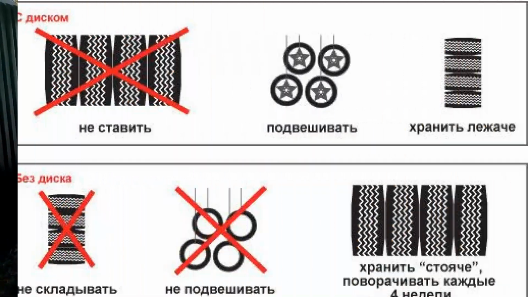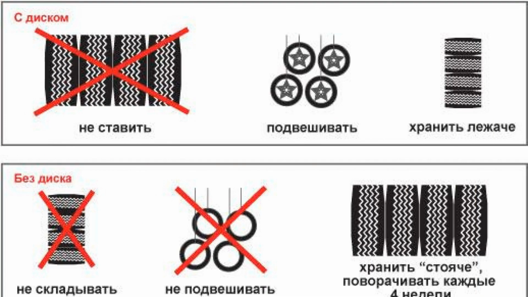Let's get into it. Discs with rubber should never be stored in a standing position. Wheels can either be suspended by the disc or folded well. The above tire storage rules are often followed by the recommendation to rotate the wheels periodically.